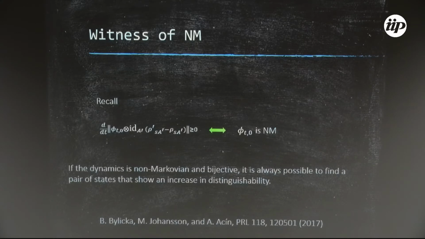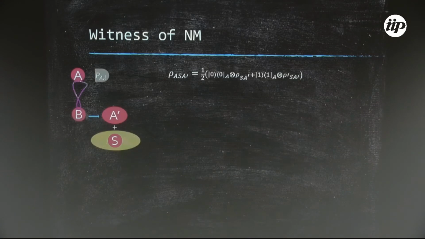This is something we knew, that there should be some states where the distinguishability will decrease, but they show how to construct these states. And this is what we were exploring also in this correlation measure.